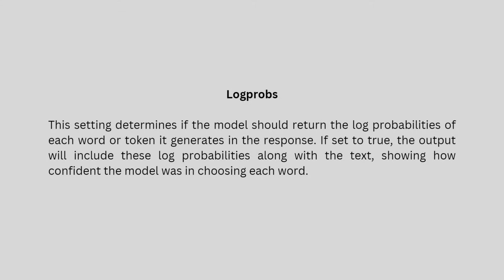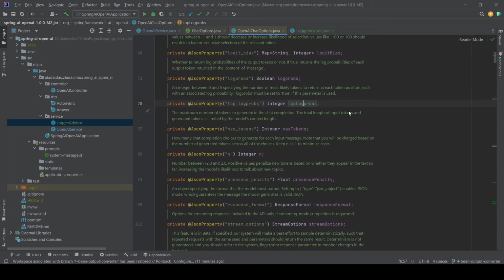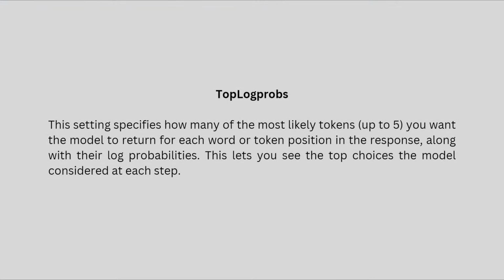Okay, next one is logprobs. This setting determines if the model should return the log probabilities of each word or token, and if it's set to true, the output will include the log probabilities along with the text, showing how confident the model was in choosing each word. Next one is top logprobs. This setting specifies how many of the likely tokens, up to 5, you want the model to return for each word or token position in the response, along with their log probabilities. This lets you see the top choices the model considered at each step.